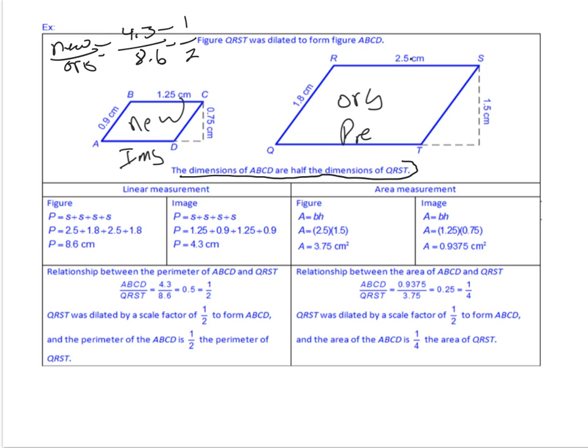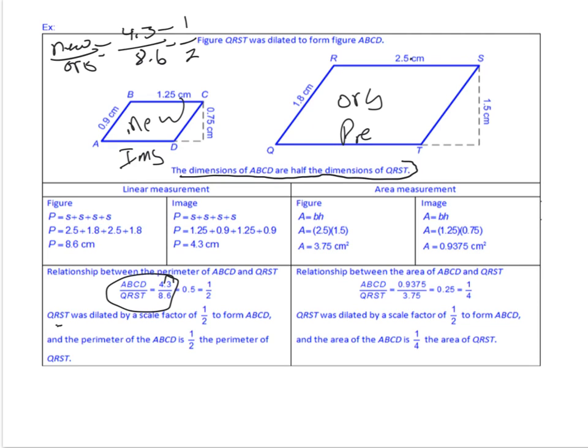So now you see an example of a scale factor that's being dilated and the effect by enlargement, and here you're looking at a scale factor that's being dilated, that's being reduced, and the effects. So what would be the effects if we took the actual ratios here and divide? It'll give us 0.5 or 1/2. So what is that telling us? That QRST was dilated by a scale factor of 1/2 to form this one.